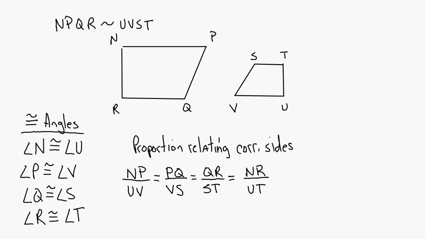Okay. List the pairs of congruent angles. There's your pairs of congruent angles on the left. Write a proportion that relates the corresponding sides. This is the proportion that relates the corresponding sides. Any questions there?